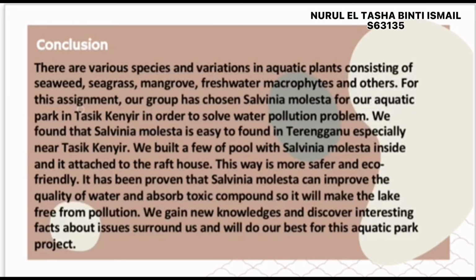Conclusion: there are various species and variations in aquatic plants, consisting of seaweed, seagrass, mangrove, freshwater macrophytes and others. For this assignment, our group has chosen Salvinia molesta for our aquatic park in Tasik Kenyir in order to solve the water pollution problem. We found that Salvinia molesta is easy to find in Terengganu, especially near Tasik Kenyir. We built a few pools with Salvinia molesta inside and attached them to the raft house. This way is safer and more eco-friendly. It has been proven that Salvinia molesta can improve the quality of water and absorb toxic compounds, so it will make the lake free from pollution.